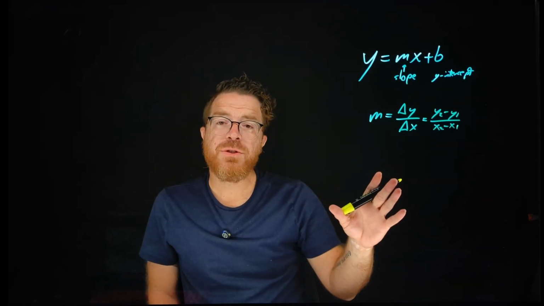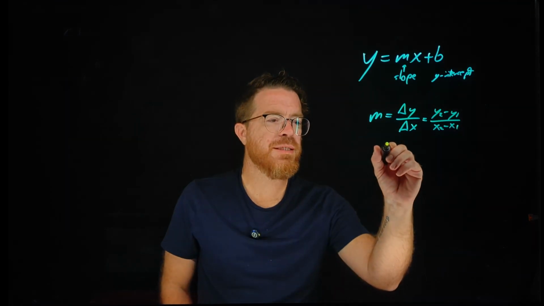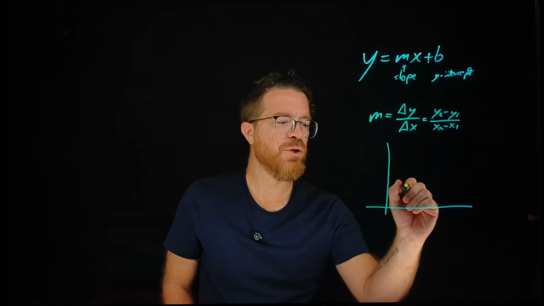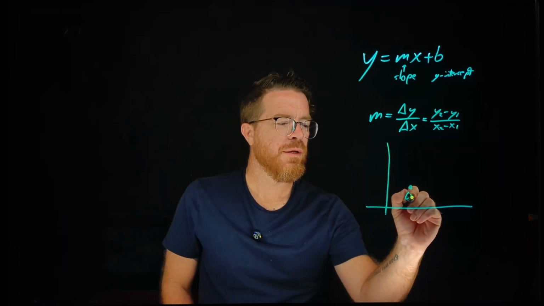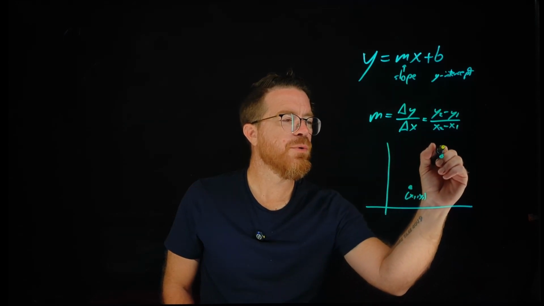I want to give a brief description, though, of why this is, in case anyone doesn't really remember. So let's say that you have 2 points, (x1, y1) and (x2, y2).